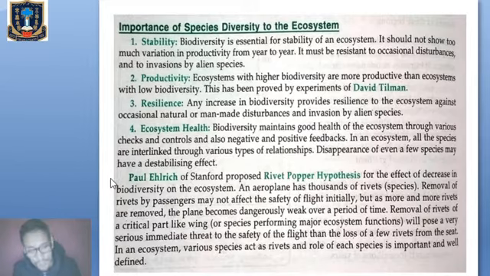Clear? Similarly, in an ecosystem, the various species also act as rivets. At the beginning, removal of one or more species doesn't have an impact on the ecosystem. But when we remove the most important species from the ecosystem, it will surely impact and destabilize the balance of the biodiversity of our ecosystem. So this is called the Rivet-Popper hypothesis, and each and every species has a key role, an important role in our ecosystem.